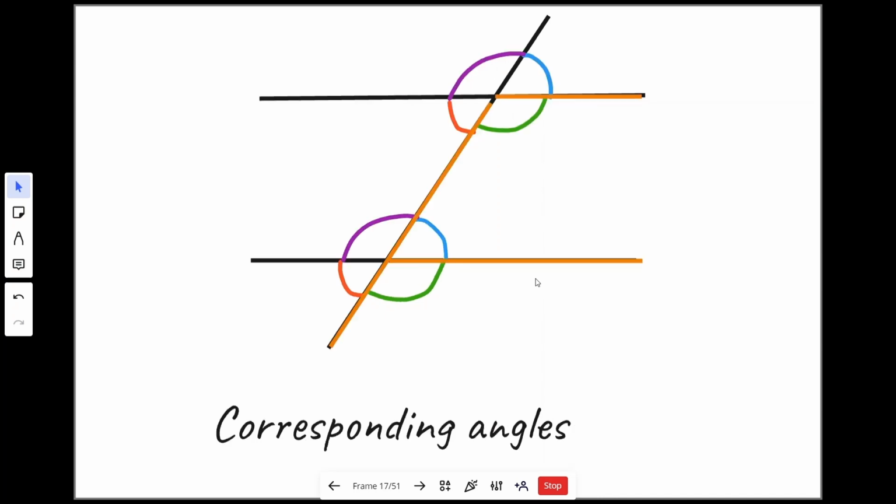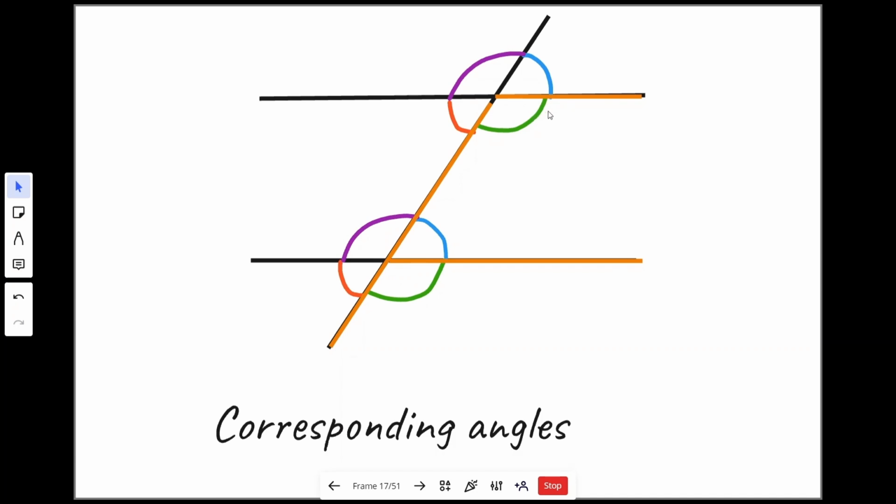Then we've got corresponding angles. So this makes an F shape, as you can see with that orange shape that I drew over there. So let's look at the term corresponding. Okay, so these are angles that, if you look at the relationship between the first line and the traversal, the angles that are in the same position when compared to the second line and the traversal, those are corresponding.